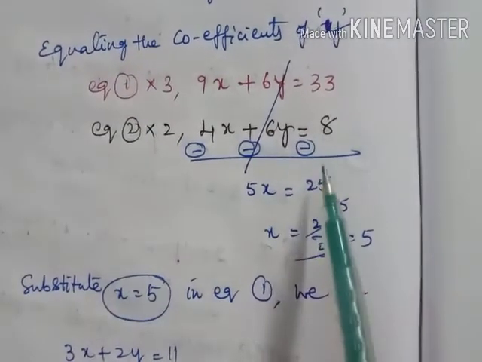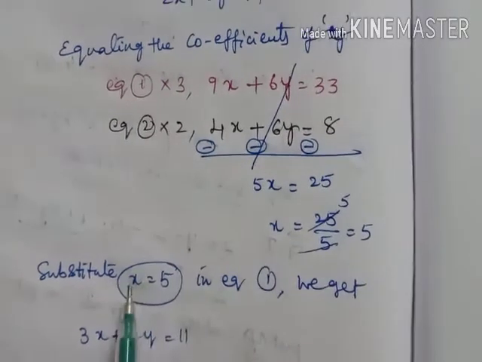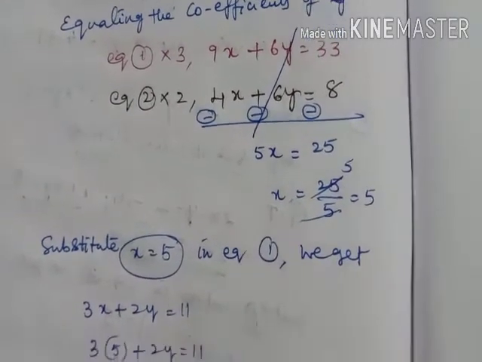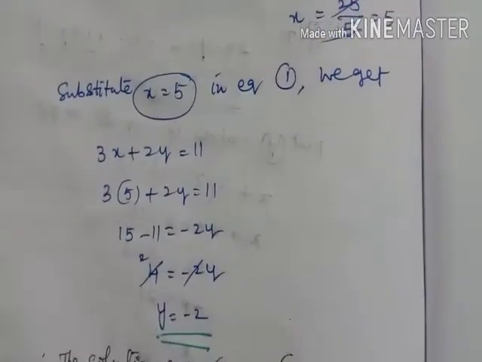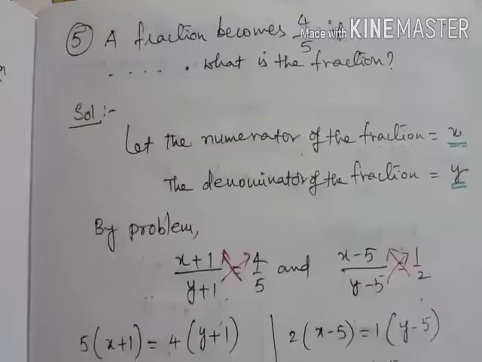33 minus 8, I am getting 25. x is equal to 5. I am substituting x is equal to 5 in equation 1. I will get y is equal to minus 2. Therefore, the solution set is 5 comma minus 2.